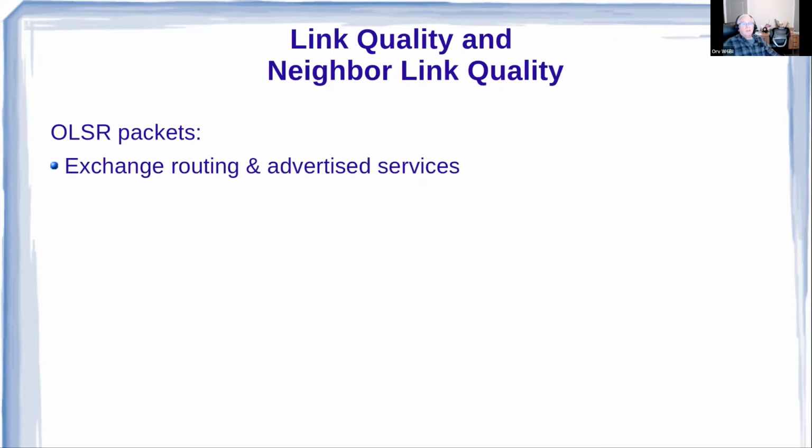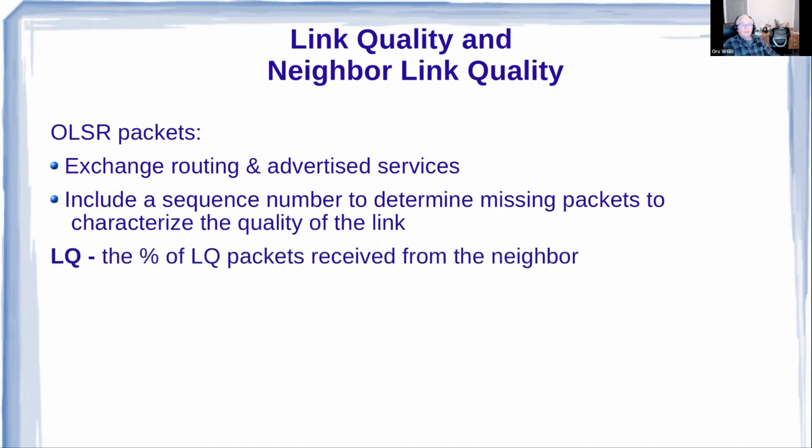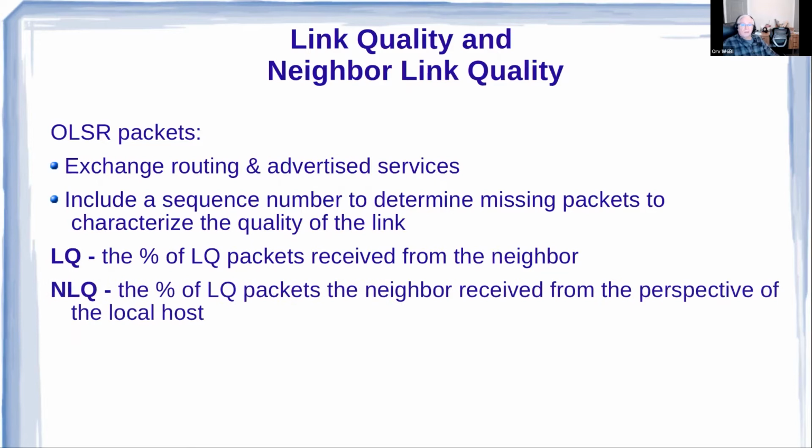So let's talk about LQ and NLQ. They're carried in OLSR packets. The broadcasts carry the routing and advertised services. And they have a sequence number. And when packets appear that are out of sequence, that indicates that they've been dropped. So LQ is just the percentage of packets you get from the node you're receiving, and NLQ is the percentage of packets they're receiving from you. It's reported back as a percentage.